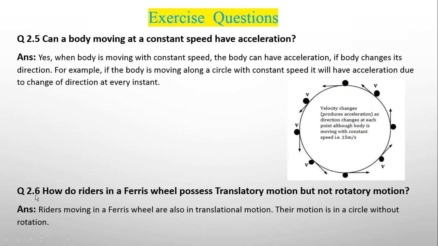Question 2.6: how do riders in a Ferris wheel possess translatory motion but not rotatory motion? Answer: riders moving in a Ferris wheel are in translational motion. Their motion is in a circle without any rotation.